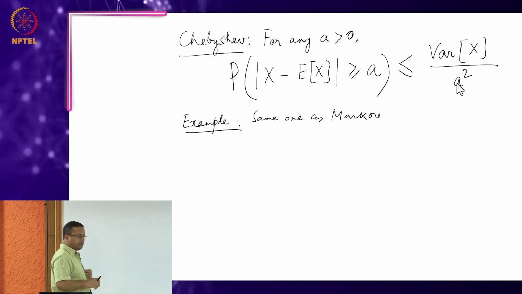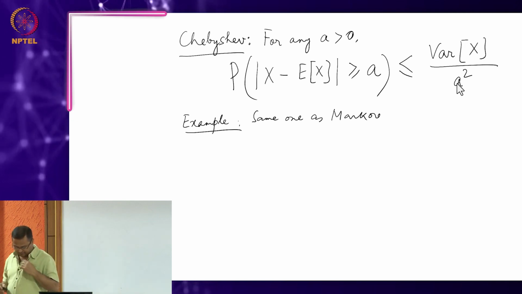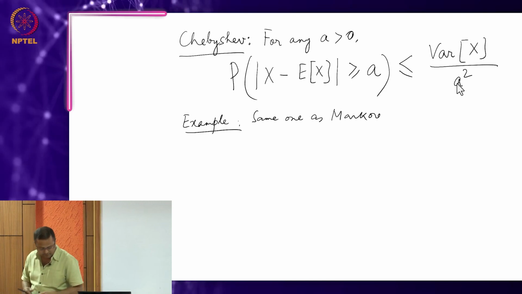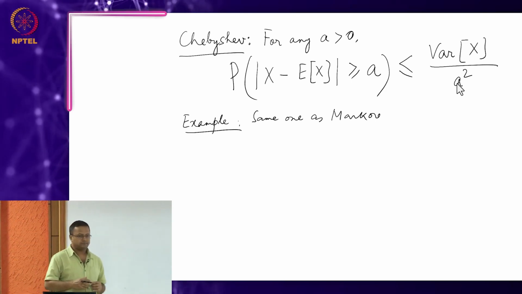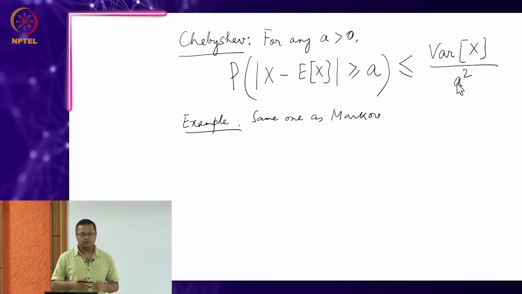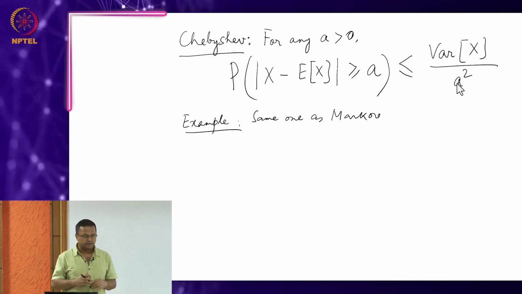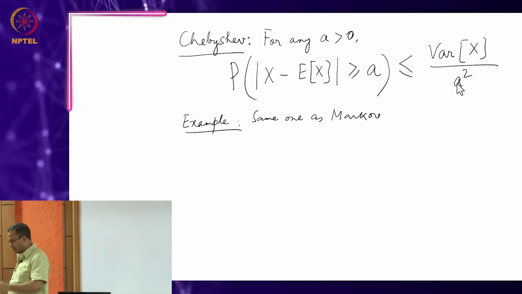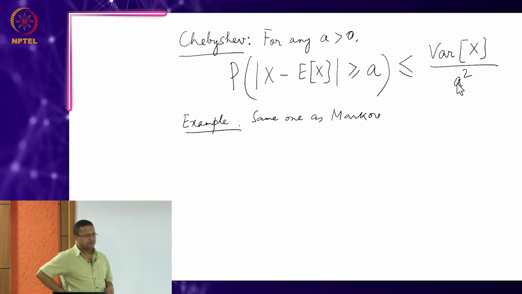So take the same example, try to apply Chebyshev's and see what you get. What is the random variable x? The number of heads. I have to get the variance of x. Expectation is n by 2, that I know. What is variance?